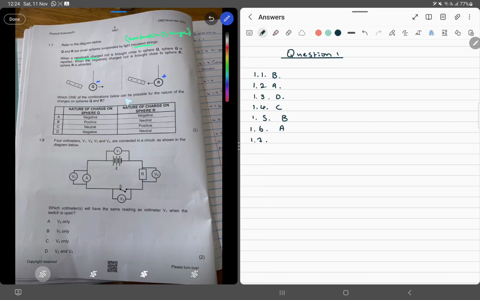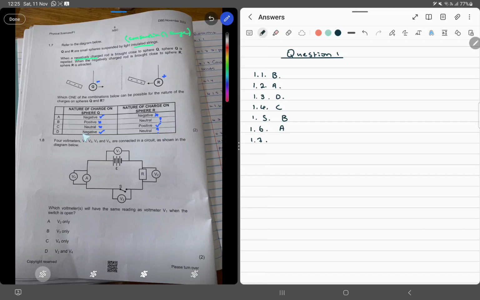Now, which one of the following combinations below can be possible for the nature of the charges on spheres Q and R? Obviously, sphere Q has to be negative, so that is a possibility. Not possible, not possible, possible. Now, nature of charge on sphere R, it can't be negative. Not sure about the neutron, and essentially it should be positive, definitely, but I'm not too sure about the neutron.